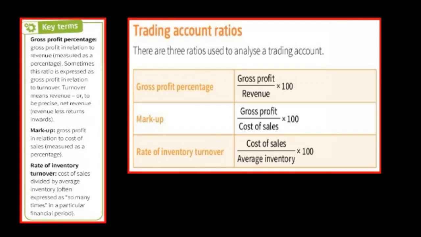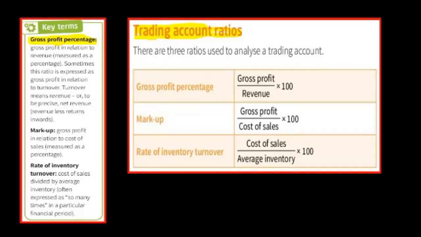First, we have ratios that are calculated on the income statement, the trading account section. The top half of the income statement is called the trading account, and there are three ratios there that we need to calculate and interpret. The first one is what is called the gross profit percentage. We see it in this section over here, and it is the gross profit in relation to revenue or sales.